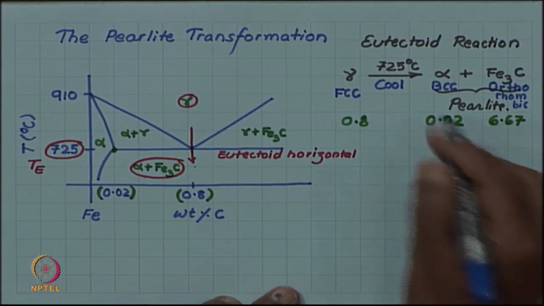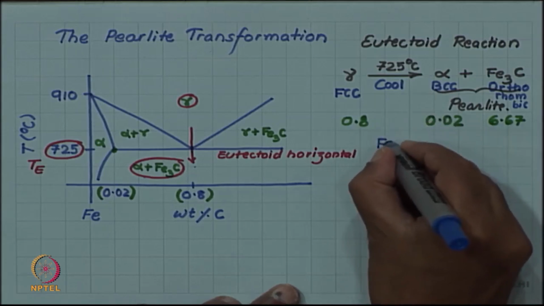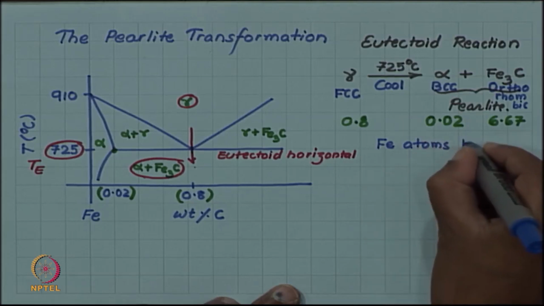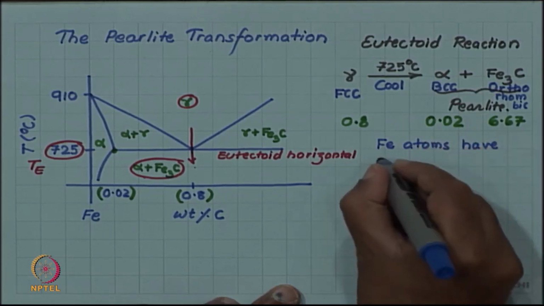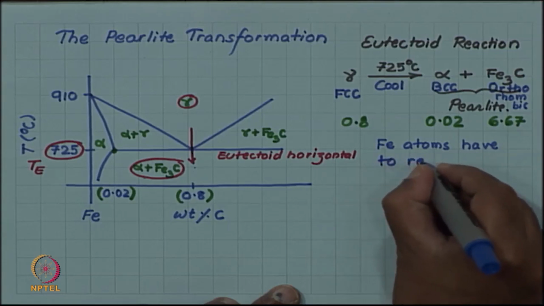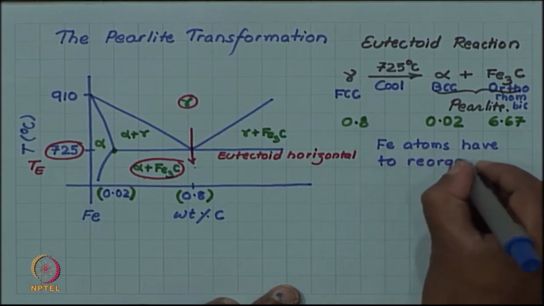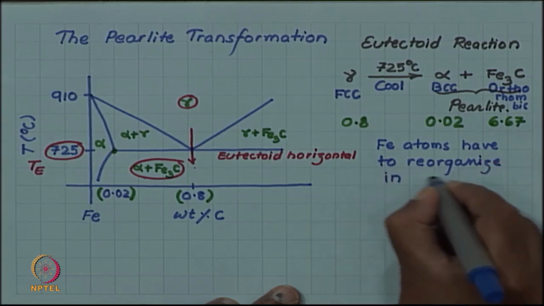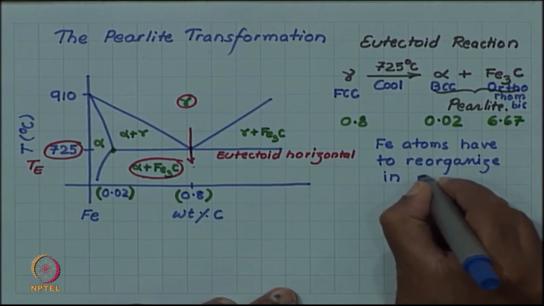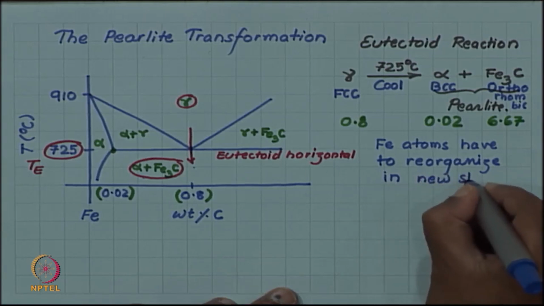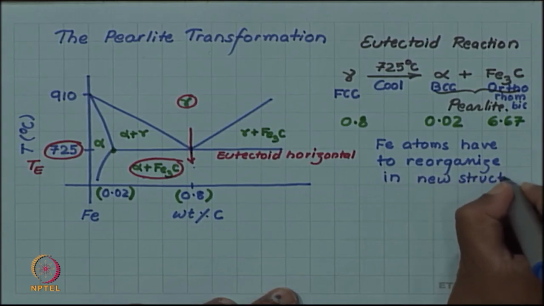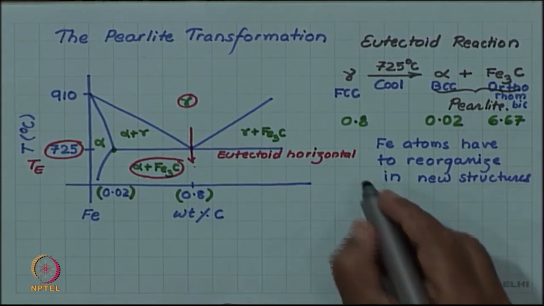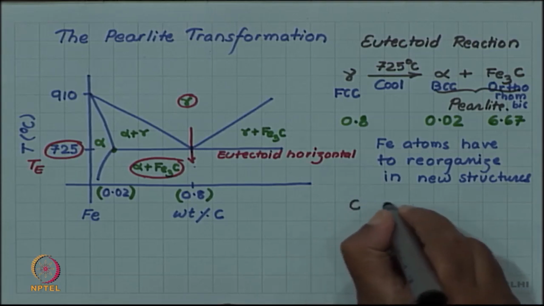So, both iron atoms have to move, iron atoms have to reorganize in new structures. This requires movement of iron atoms, and carbon atoms have to diffuse.